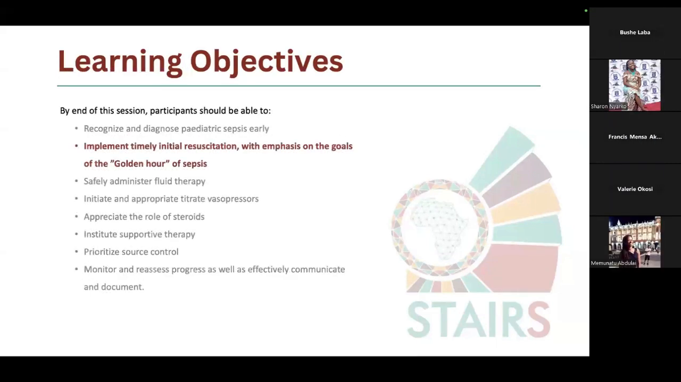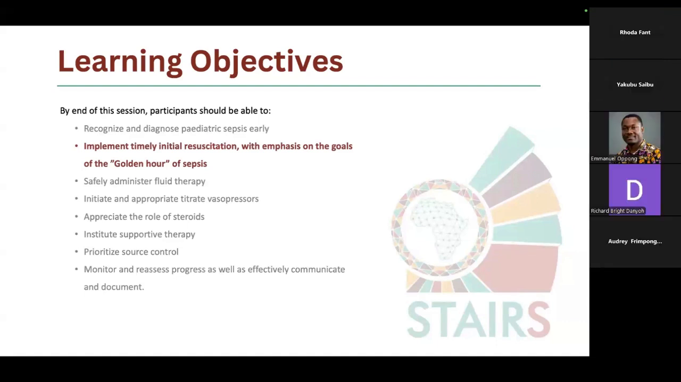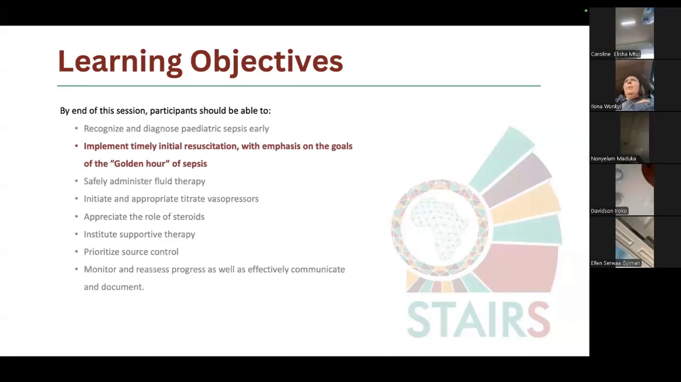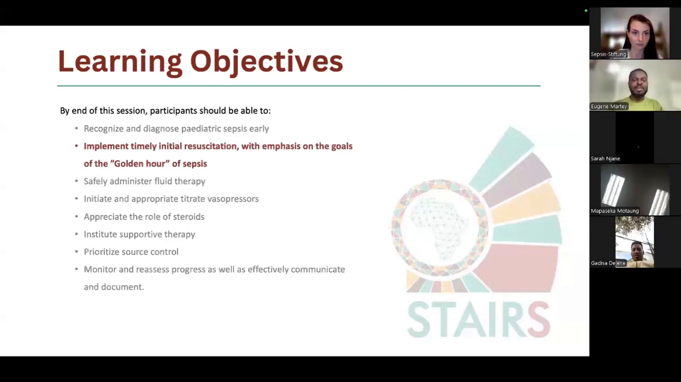Okay. So for our second learning objective, how do we implement a timely initial resuscitation with emphasis on the goals of the golden hour of sepsis management? Okay, so I would like to hear from us before I give my opinion. If you have a patient like this, what will be your initial steps if you have this patient in front of you at the emergency unit or even on the ward?